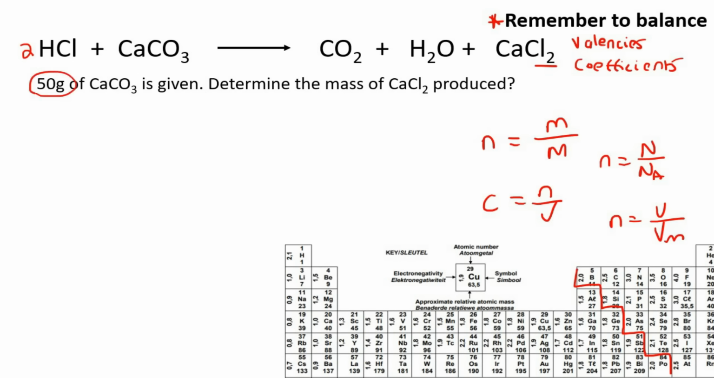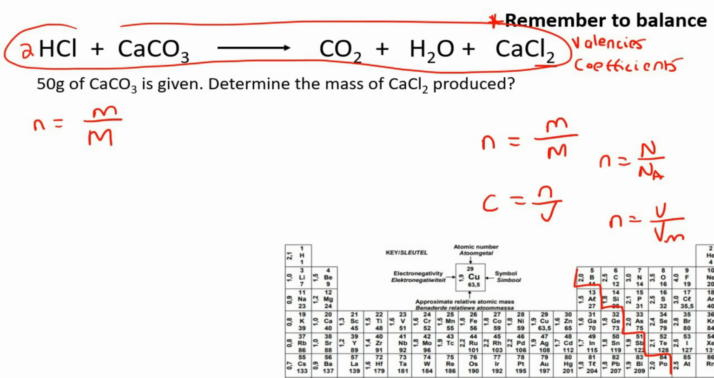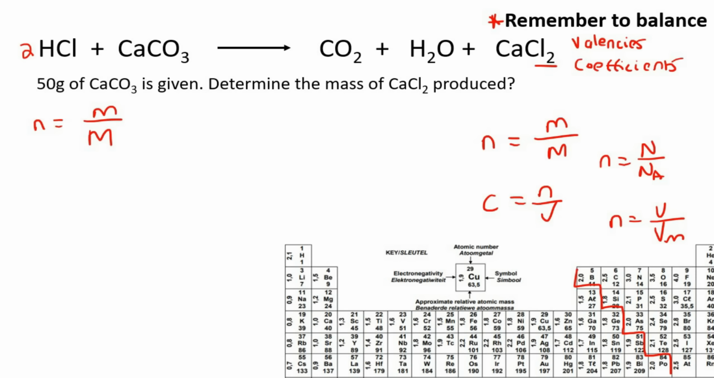So here they gave us 50 grams. Okay, so we're going to use this one. So we're going to use n equals m over capital M. And our goal is to try get the moles of any one of these. So let's see what they've told us. They said 50 grams of CaCO3. Okay, so we can get the moles of this one. So we're going to say 50 over.